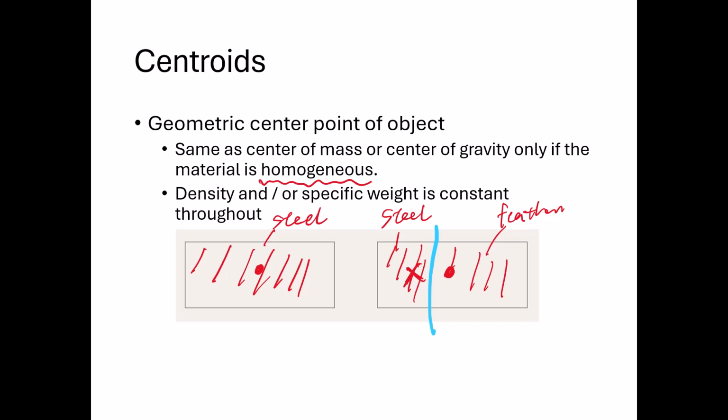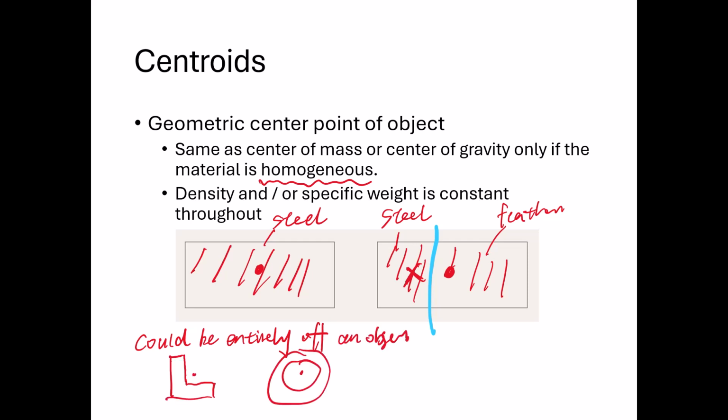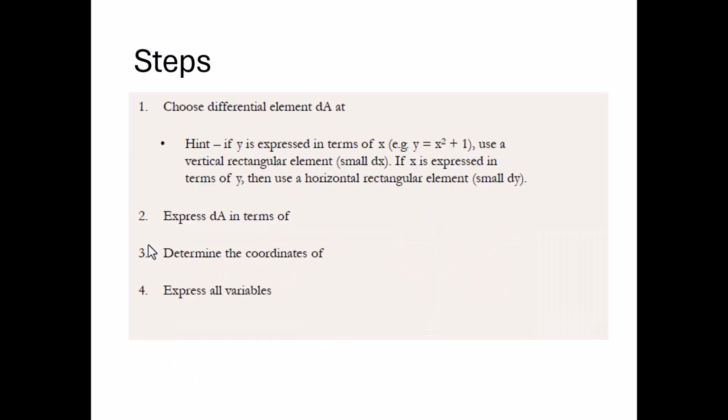And sometimes the centroid could be outside of an object. For example, for the L shape, the centroid could be here, and for a ring, the centroid could be here, which means a centroid could be outside of an object.